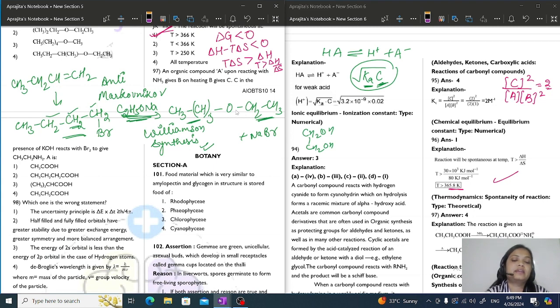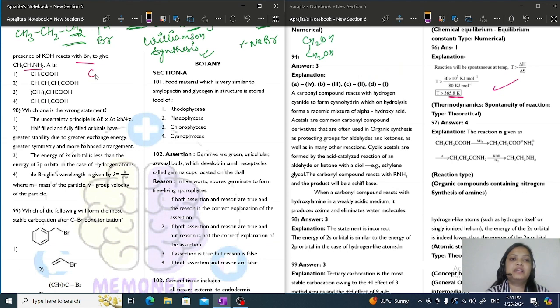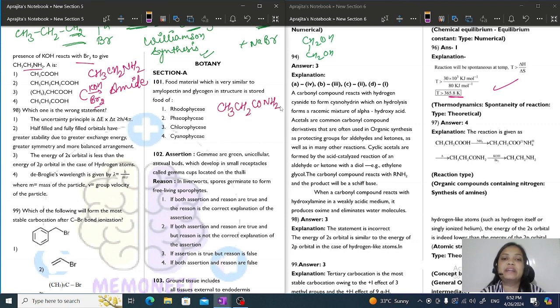Alright. Next is question number 97. An organic compound A on reacting with ammonia gives B, which on heating gives C. C in the presence of KOH and bromine reacts to form an amine. So students, in this reaction the final product is an amine, and that is produced when C reacts with bromine in the presence of KOH, which means C has to be an amide having the same number of carbon atoms, so C has to be CH3CH2CONH2, because this is Hofmann bromamide degradation where an amide reacts with bromine in the presence of KOH to form an amine. So it means C is an amide.